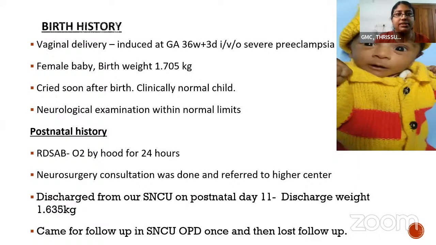Then coming to the birth history, it was a vaginal delivery induced at 36 weeks 3 days gestational age in view of severe preeclampsia. It was a female baby. Birth weight was 1.7 kg. Cried soon after birth. Clinically normal child. Neurological examination was within normal limits. Had respiratory distress soon after birth, which required oxygen by hood for 24 hours.